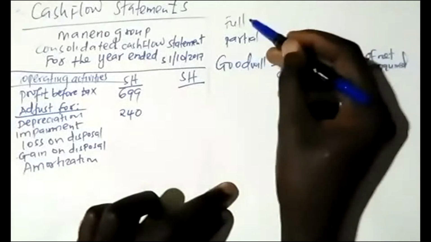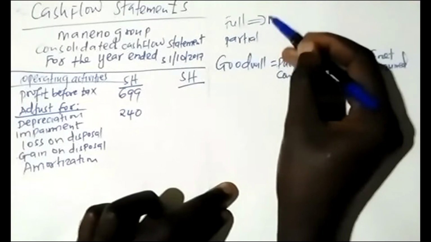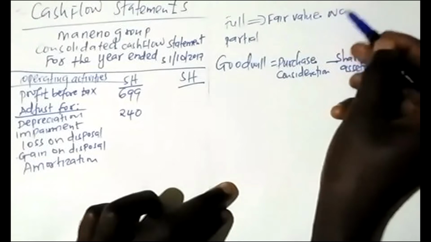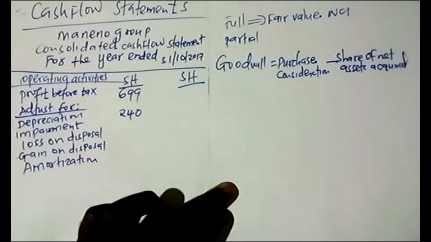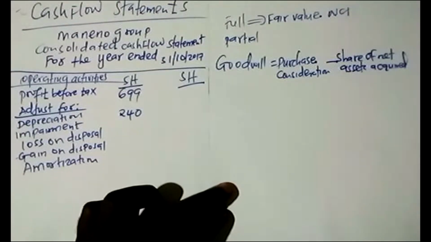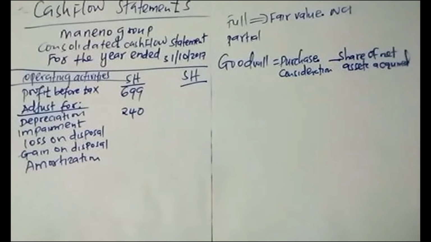In order to use the full method, you must be given the fair value of the non-controlling interest. The NCI must be measured at its fair value. For you to go for the partial method, you will not find anything concerning the fair value of NCI.